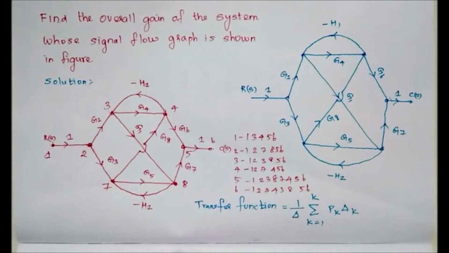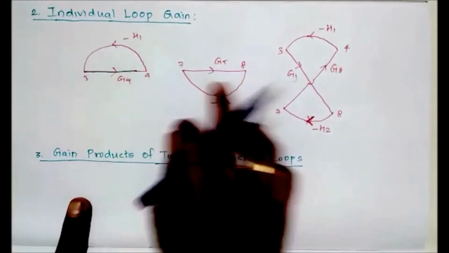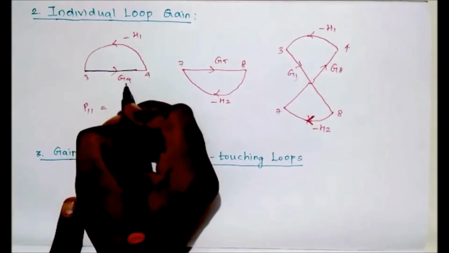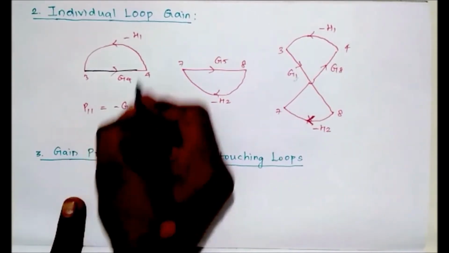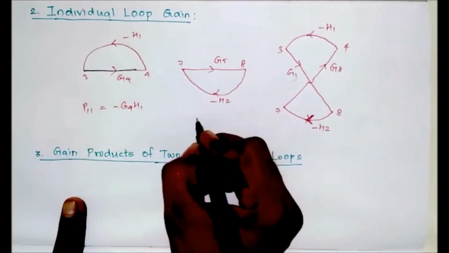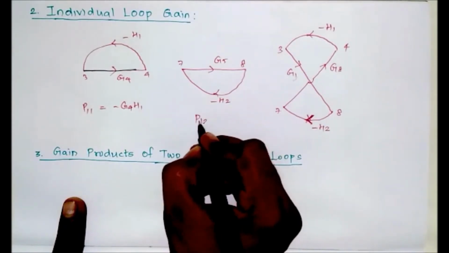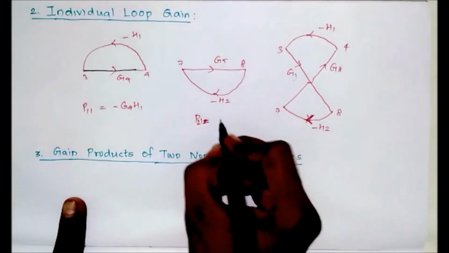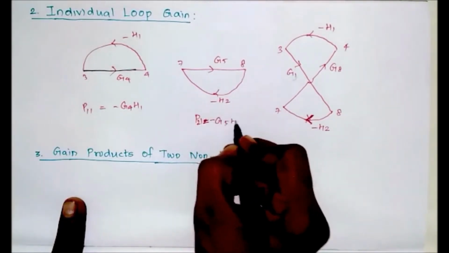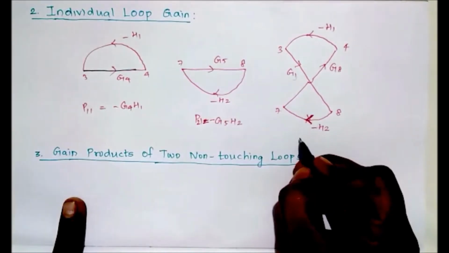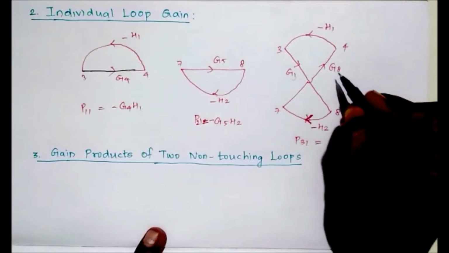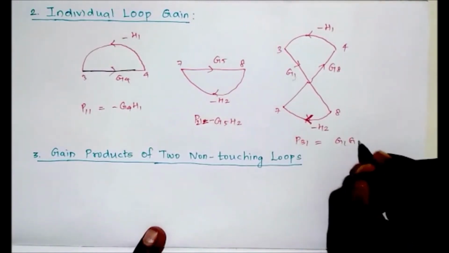So now we have to draw the individual loops and their gain values. So now these three are the individual loops. Its gain is P11 equal to G4 into minus H1. Therefore, G4 H1. Next, its gain is P21, P21 equal to minus G5 into H2. Next, P31 equal to G1 into G8 into minus.